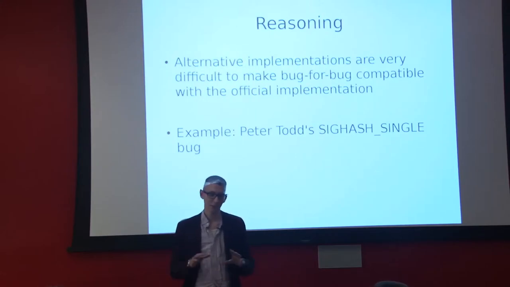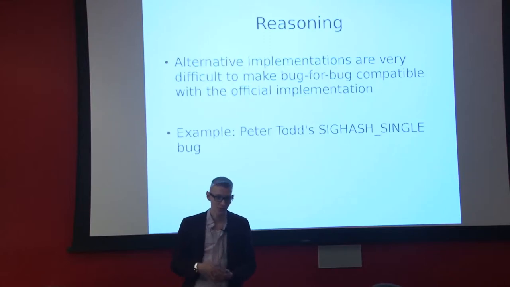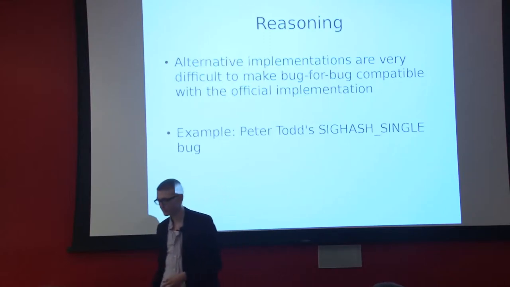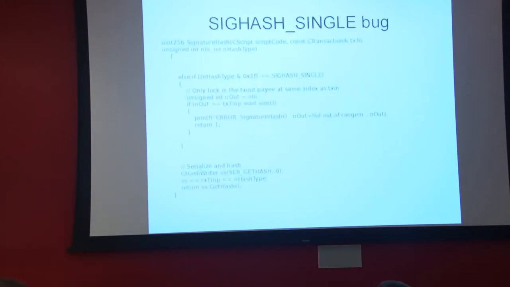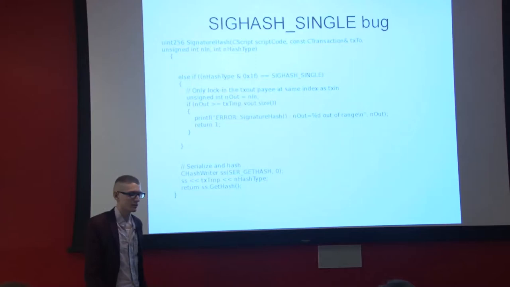I would love to say all my alternative implementations are perfect and don't have bugs, but deep down I know that they are not the official protocol because they don't implement the correct bugs. One great example of this is Peter Todd's sighash symbol. And I don't know, could anyone tell me what's wrong with this piece of code right here?